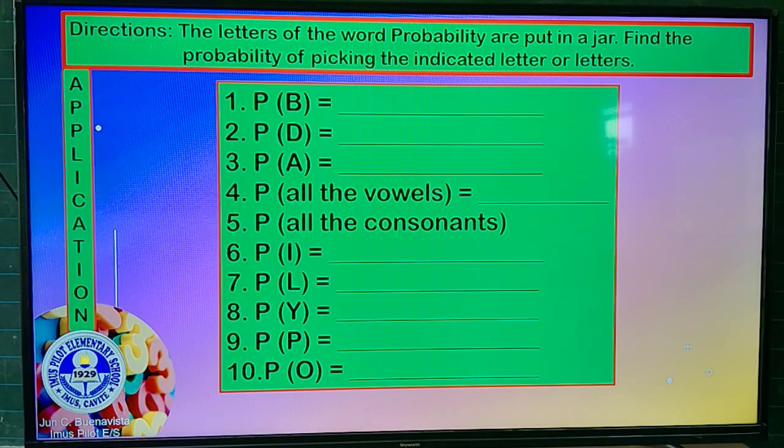Ilang letters ang probability? 2, 4, 6, 8, 10, 11. So, ibig sabihin yung denominator mo dyan is 11. So, sa numerator na lang. Okay?